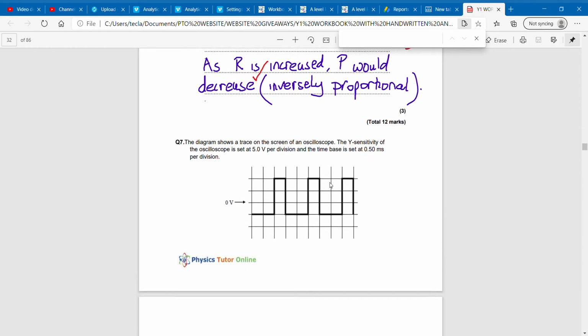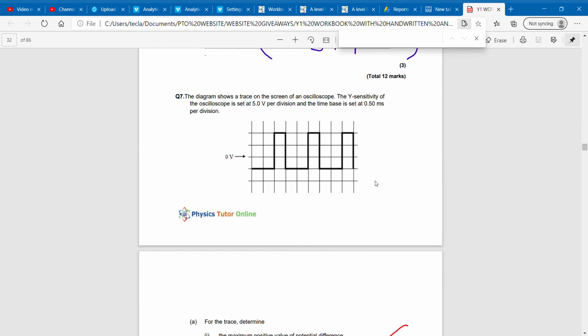Question 7. So this is the diagram showing a trace on the screen of an oscilloscope. The Y sensitivity is set to 5 volts per division, so that means that each square, which is a division, is equal to 5 volts, and the time base is set to 0.50 milliseconds per division, so that means that each square here is 0.5 milliseconds.